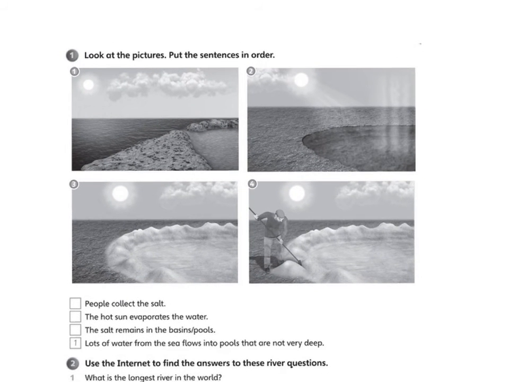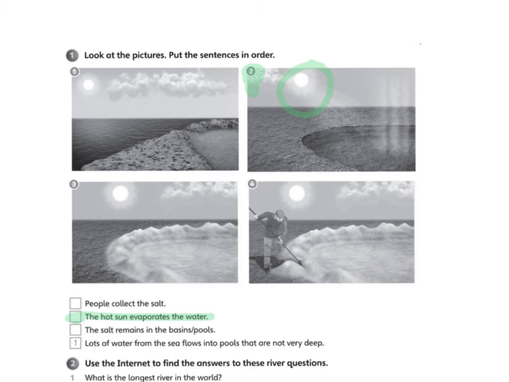People collect the salt. The hot sun evaporates the water. The salt remains in the basins or pools, and lots of water from the sea flows into pools that are not very deep. So, this is the correct order, 1, 2, 3, and 4. But clearly it is in this order. So let's try to find the next one. This is number 2. Look, we have the sun. So that would be here, exactly here. The hot sun evaporates the water.